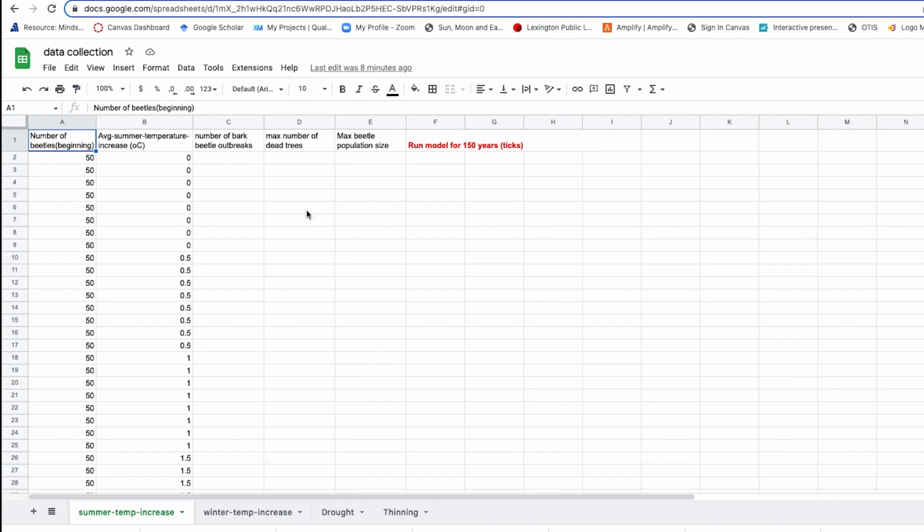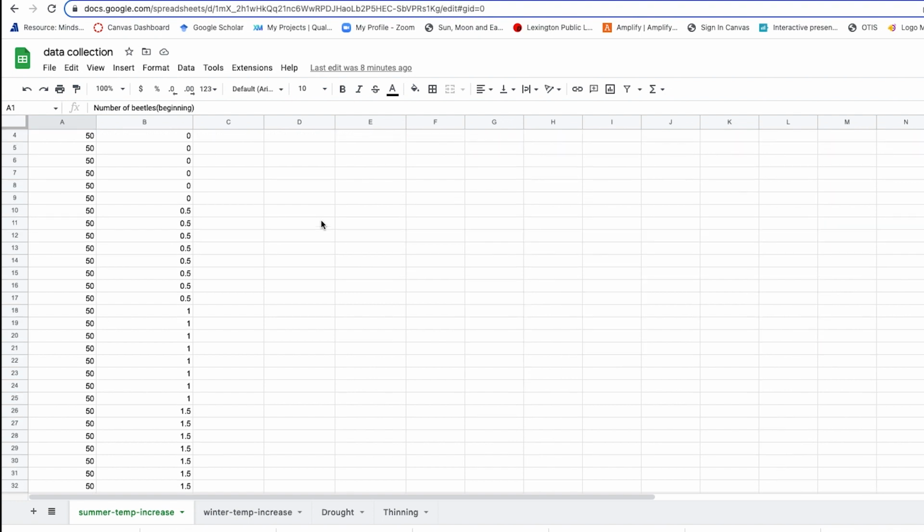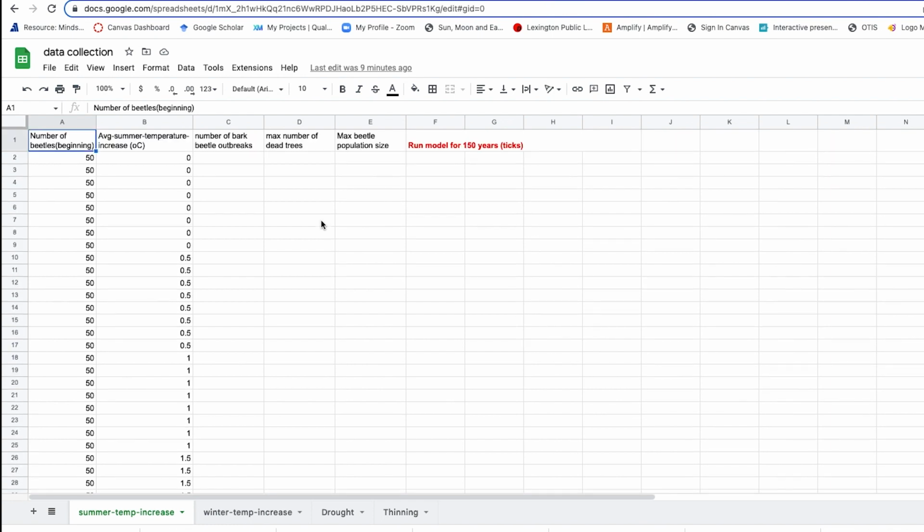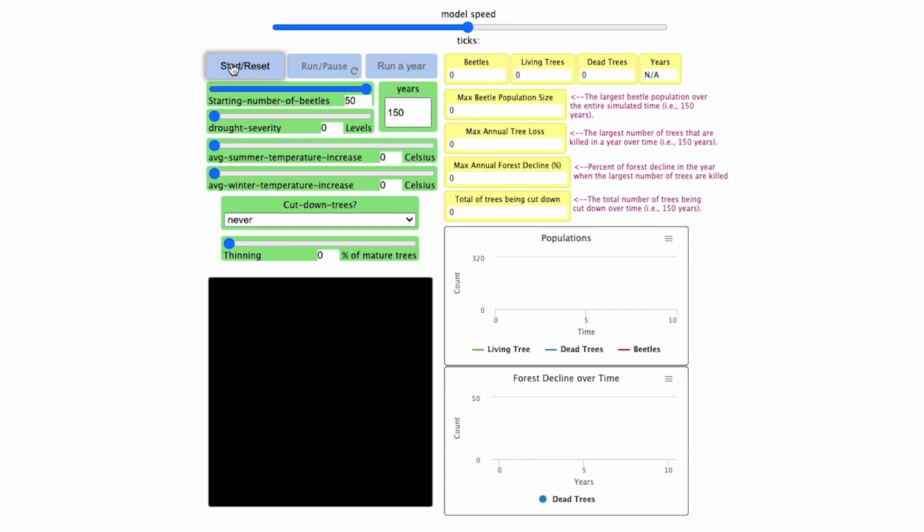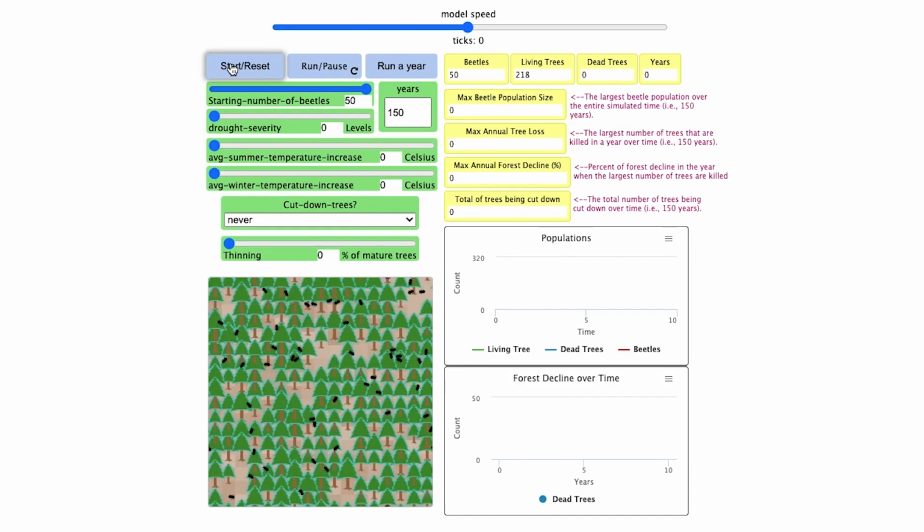We must gather enough data to determine how rising temperatures affect the bark beetle outbreaks. Here, we use Google Sheets to help us compile and analyze the data. You can find these Google Sheets on our website. For each factor, we gather 3 outcomes: the number of outbreaks, the max number of dead trees, and the max beetle population size. Let's first gather the baseline data.